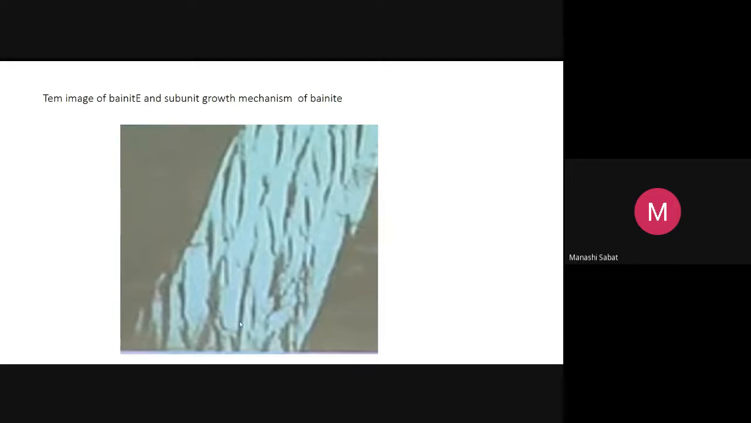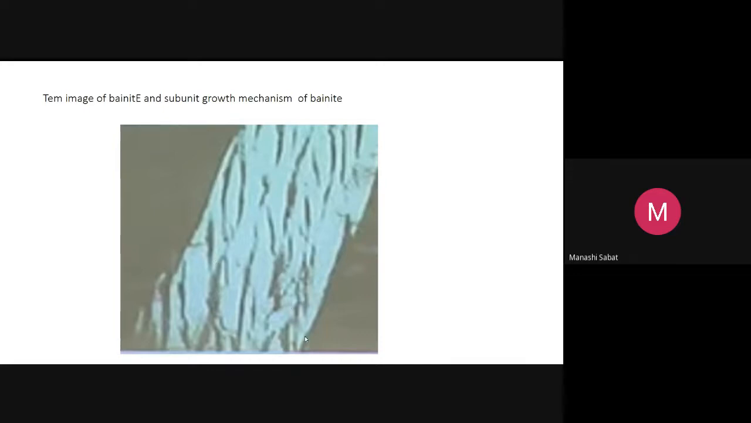Subunit growth mechanism means what exactly happening? A small plate of bainite will grow and it will stop. Again, a new bainite will nucleate and it will grow and again stop. Again, where it stops, a new bainite will grow and it will stop. This is called subunit growth. Subunit means a small unit of bainite will be there. It is not like this is a whole bainite. You understood? Let me justify why this occurs.